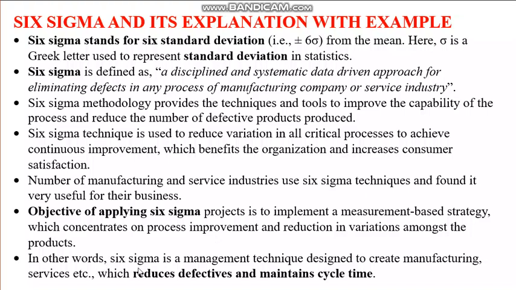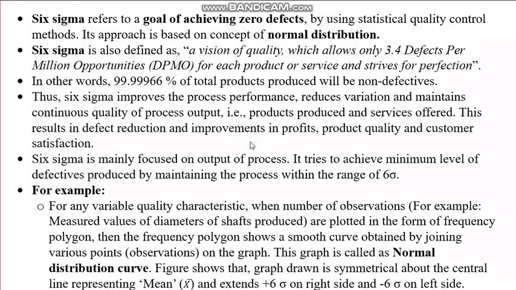Here what they are saying is, in other words, Six Sigma is a management technique designed to create manufacturing, services, etc., which reduce defectives and maintain cycle time. Then Six Sigma refers to a goal of achieving zero defects. Now this goal of achieving zero defects we found in TQM. Six Sigma refers to a goal of achieving zero defects by using statistical quality control methods. Its approach is based on the concept of normal distribution.